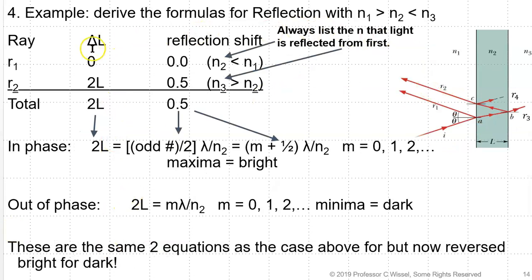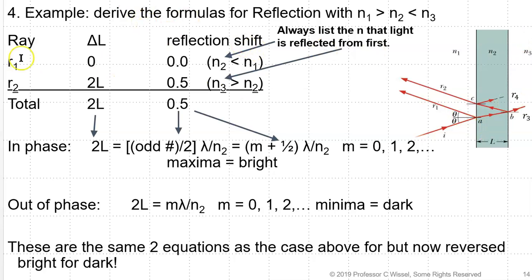Okay, now here's an example. We have N1 greater than N2 and less than N3. First thing you want to do is break this up and shift it out correctly. You want to always list the N that the light reflects off of first.